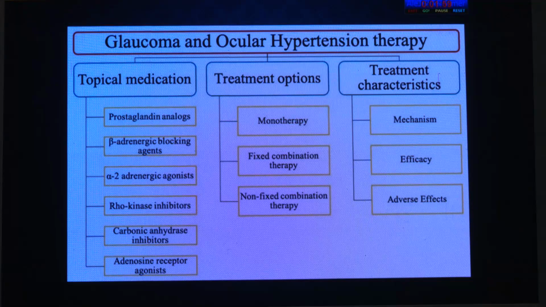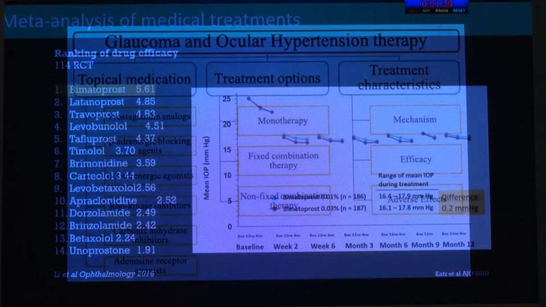We have too many medications these days. We have a battery of medical therapy. We also have fixed dose combinations. So we always need to start with a single drug in most cases. If you really feel the pressures are high, then you can go for a fixed dose combination initially.